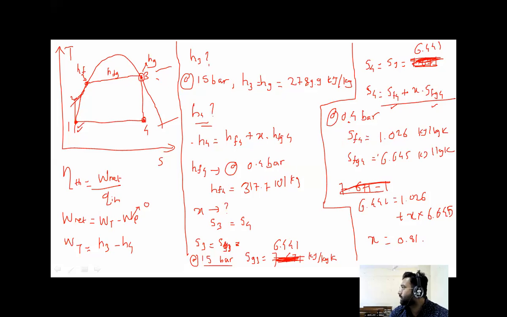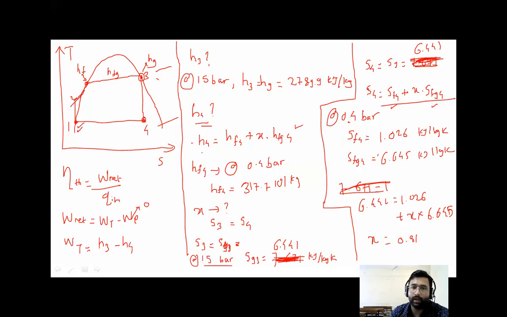0.81 is the dryness fraction, correct? That means 81% of the water is converted into steam, and the remaining 19% is still water. So that is the physical meaning of dryness fraction. Now why have we calculated the dryness fraction? Because we wanted to calculate H4.